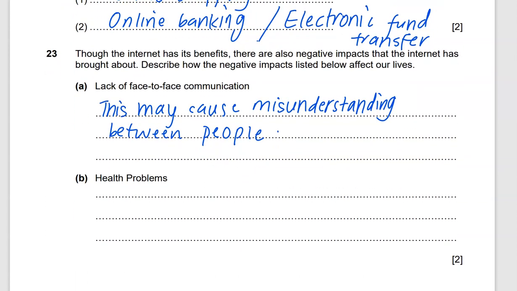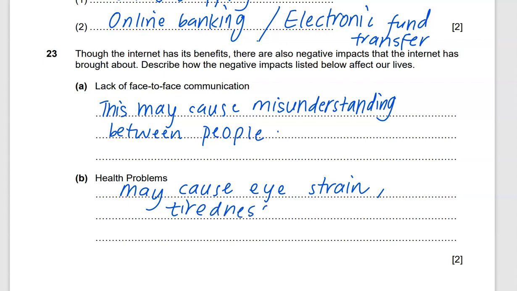Long-term usage sometimes causes us to have eye strain. So we must always remind ourselves to rest our eyes between internet use or computer use. Besides eye strain, there's also tiredness, or we may want to write fatigue and backache, when you sit on the chair for so long without moving and all you do is type. So these are the possible answers.